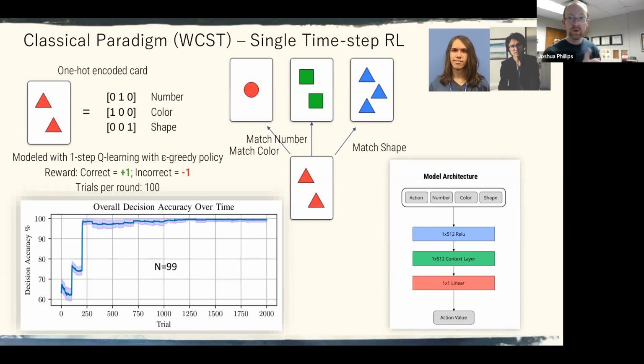I will say there was one model that did fail to learn. We had 100 models that we trained, and that one just ended up being a chance. And so there are sometimes learning instabilities that could happen. They're rare, but they do occasionally happen. So that's why N is 99 here. But over time, switching between these different rules, it was able to do so.